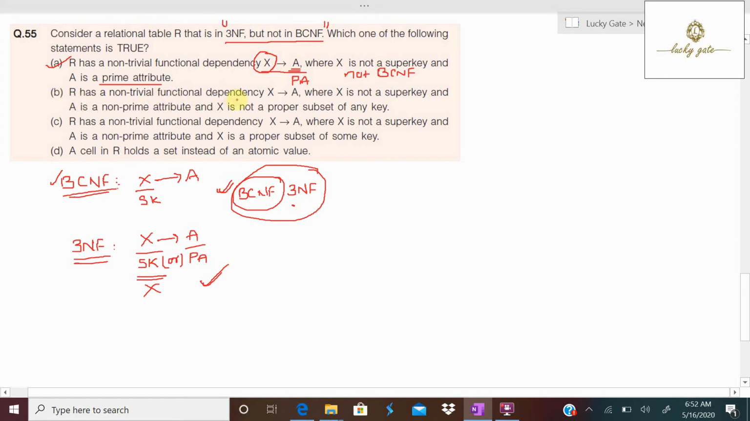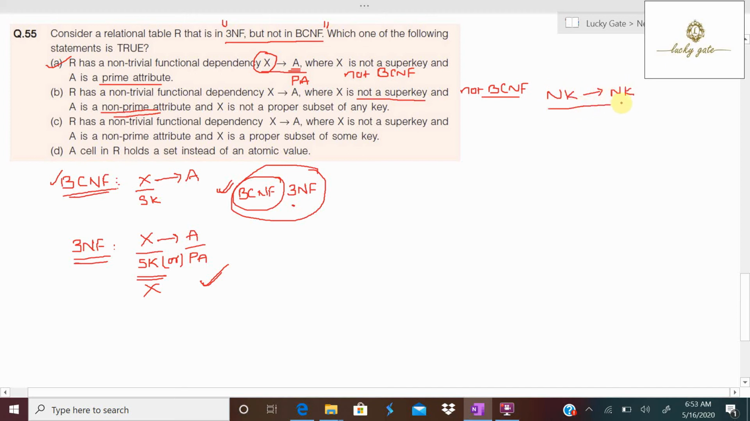Observe, R has a non-trivial functional dependency X to A, where X is not a super key. Because it is mentioned that it is not a super key, I can conclude that it is not BCNF, because the question is 3NF but not BCNF. So it is anyhow not BCNF. And A is a non-prime attribute. Here it is given A is a non-prime attribute. Non-prime attribute is nothing but a non-key. So the LHS of the dependency is not a super key, and the RHS is clearly mentioned to be a non-key.